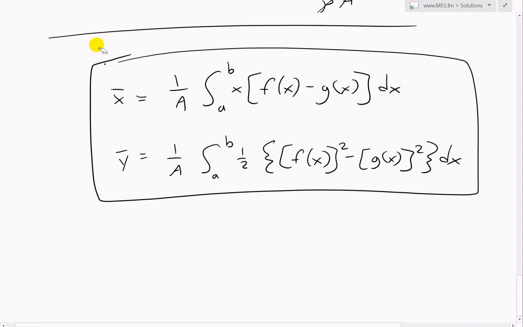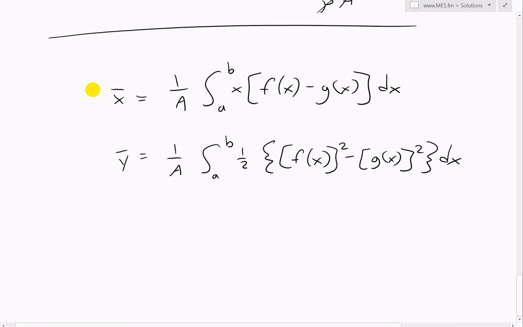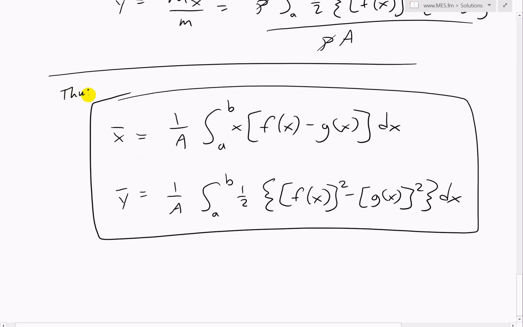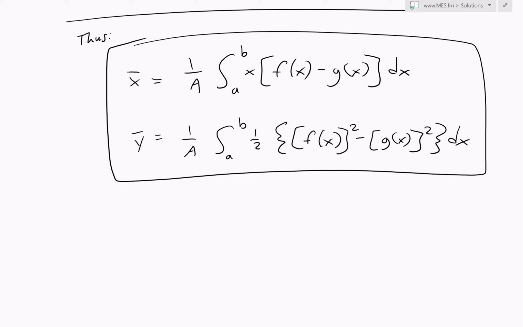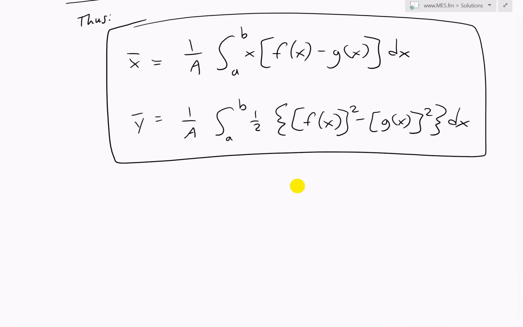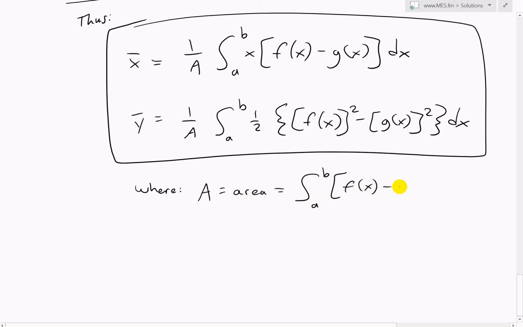And now the area is simply going to be, like I showed in my earlier videos on area, when you have it between two curves, A is equal to the integral from a to b of f of x minus g of x dx.